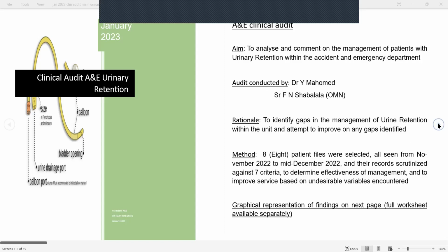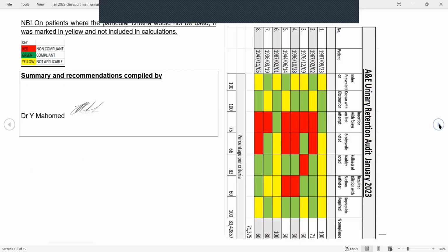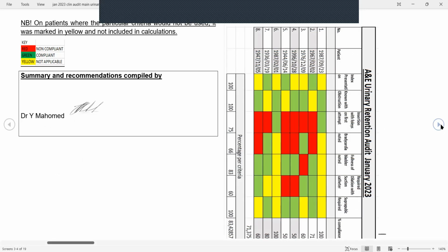So this is about urinary retention. It's something that we're faced with all the time. So these are just our statistics. What we did was we took these 7 criteria and I took it against 8 patients and we tried to see how the department did. And overall, the department didn't do too badly. We were successful more than 70% of the time.